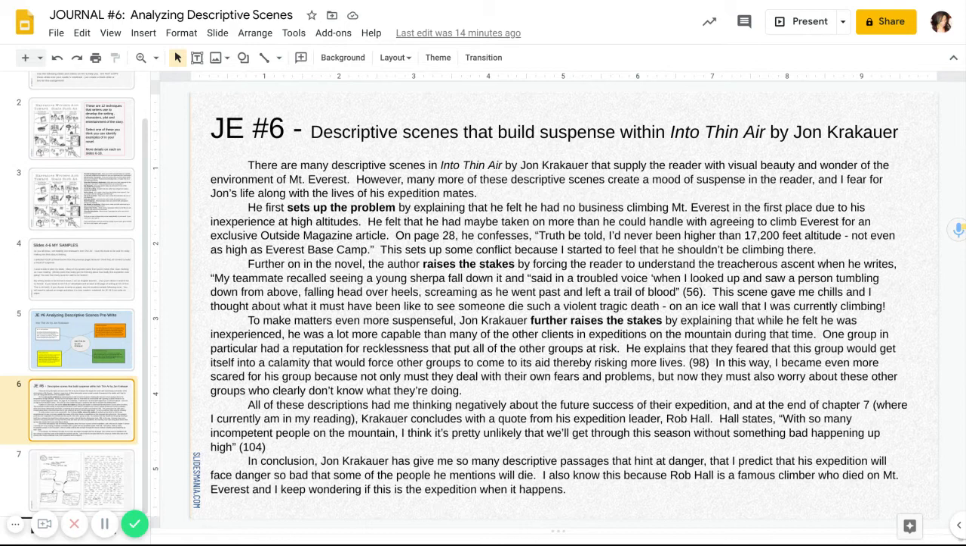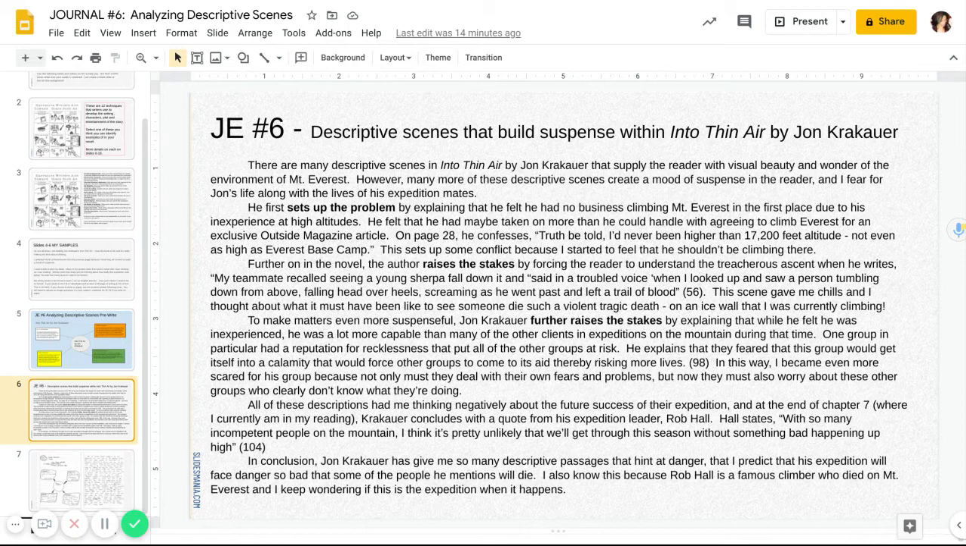To make matters even more suspenseful, Jon Krakauer further raises the stakes by explaining that while he felt he was inexperienced, he was a lot more capable than many of the other clients and expeditions on the mountain during that time. One group in particular had a reputation for recklessness that put all of the other groups at risk. He explains that they feared that this group would get itself into a calamity that would force other groups to come to its aid, thereby risking more lives. In this way, I became even more scared for his group because not only must they deal with their own fears and problems, but now they must also worry about these other groups who clearly don't know what they're doing.